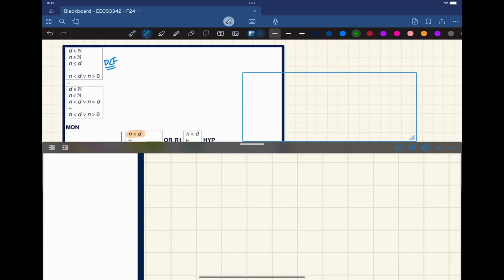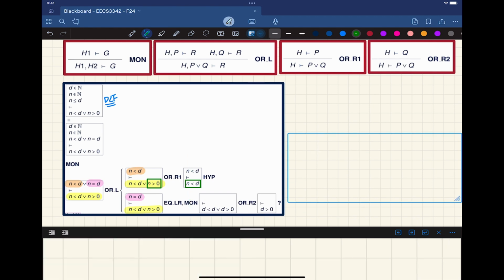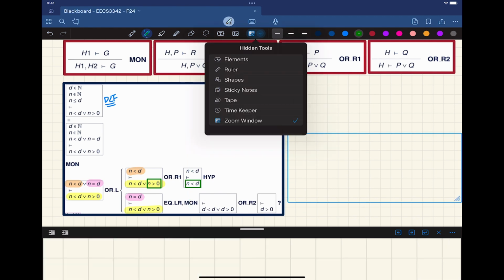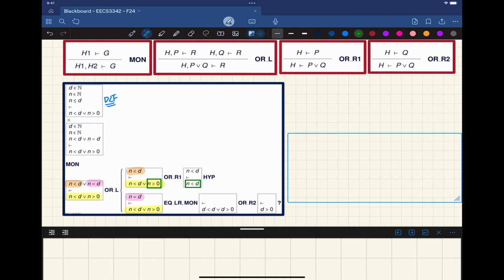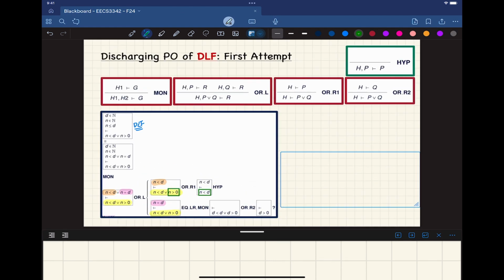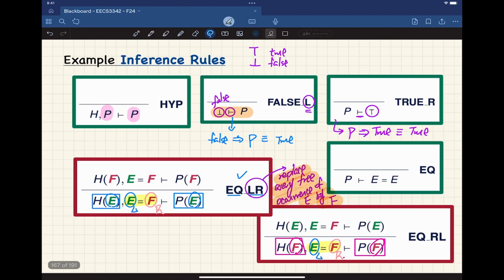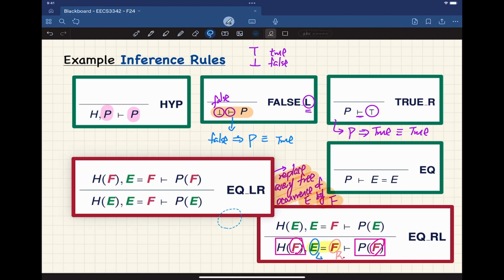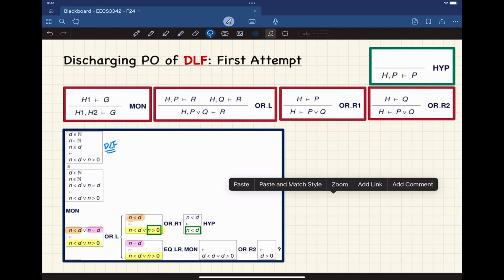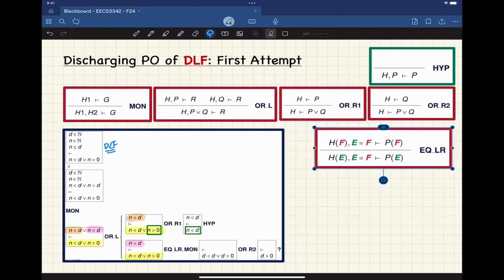Oh, sorry about that. Let me copy it again. Let me try to get it back. How can I just get rid of it? There we go. Okay, let me copy again. We're going to need EQLR. So let me copy that. That's good. And put it here. There we go. Okay, let's now review what EQLR is supposed to mean.